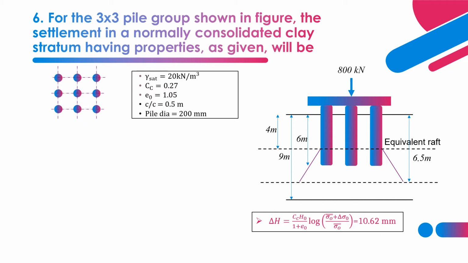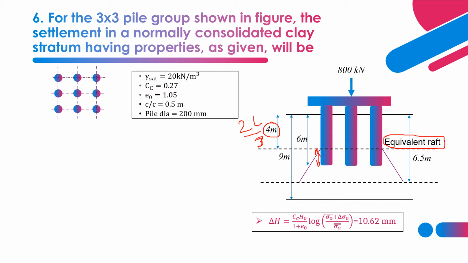So this is how we have to draw the diagram. First, we have to convert this into an equivalent raft. So how do we convert this into an equivalent raft? This 4 meter is 2L by 3, and the remaining part is L by 3. That remaining part is 2 meter, which is L by 3. What is L by 3? 6 by 3 gives 2 as the answer. 12 by 3 is the 4 meter.